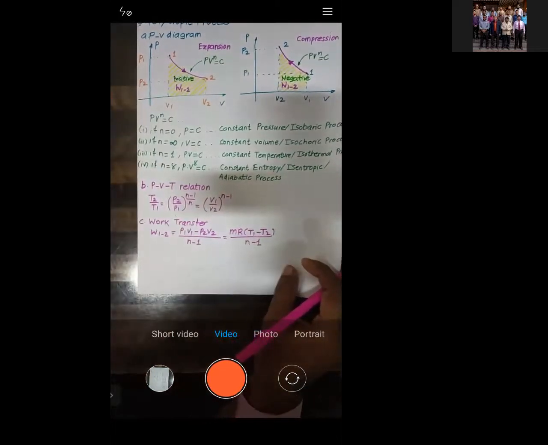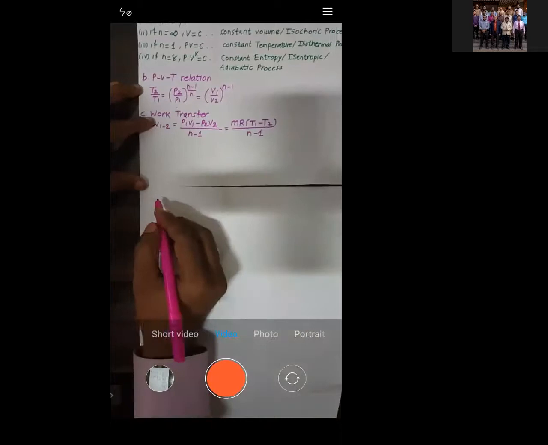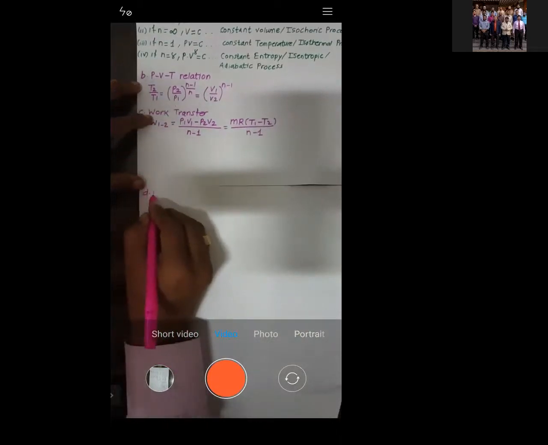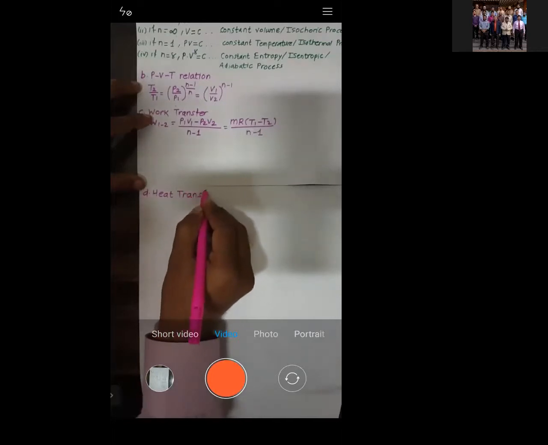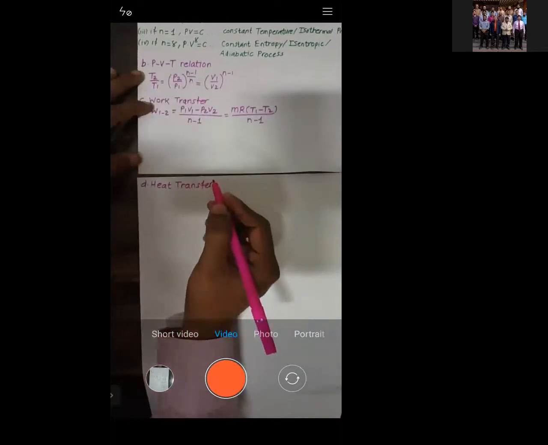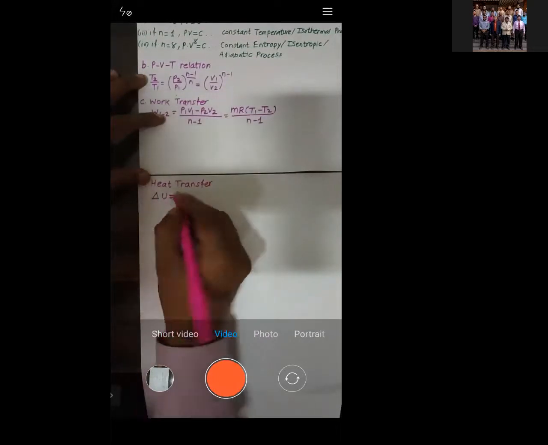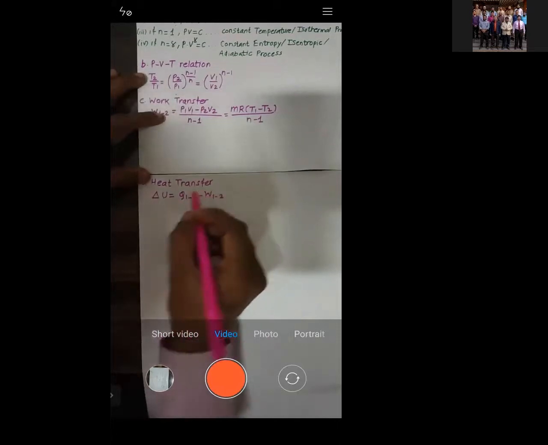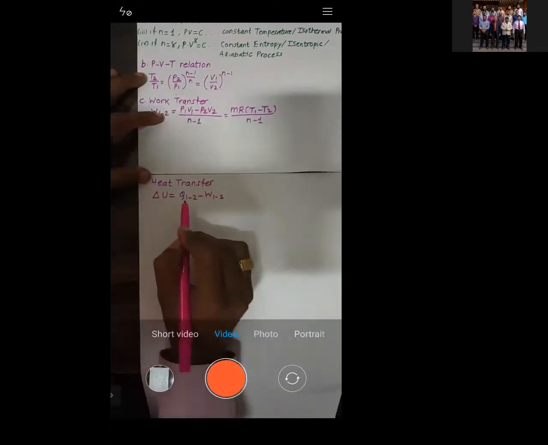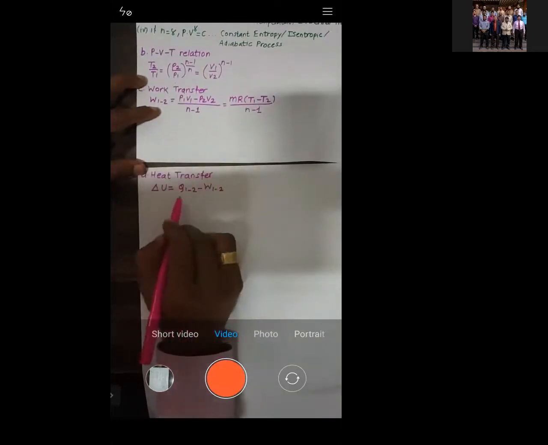Now let us calculate the heat transfer. What is the formula for heat transfer? We used to calculate change in internal energy, delta U, as the difference between heat transfer and work transfer, right? So from this expression, we will calculate heat transfer.